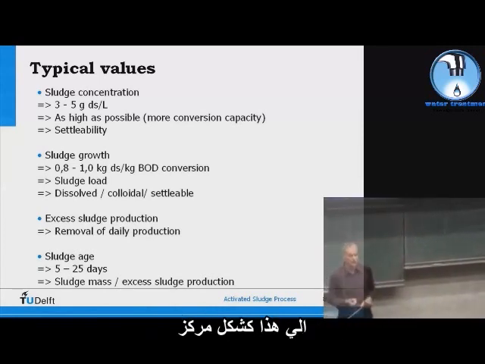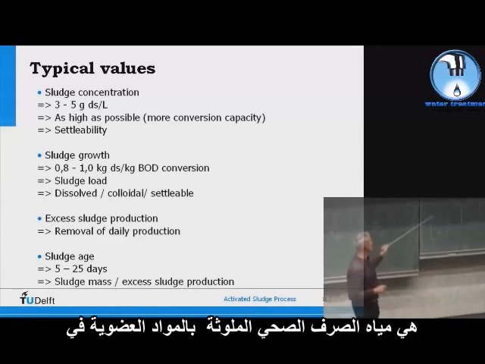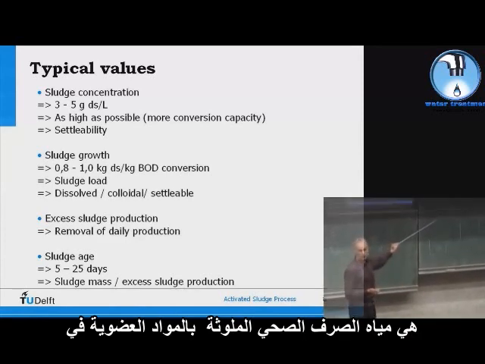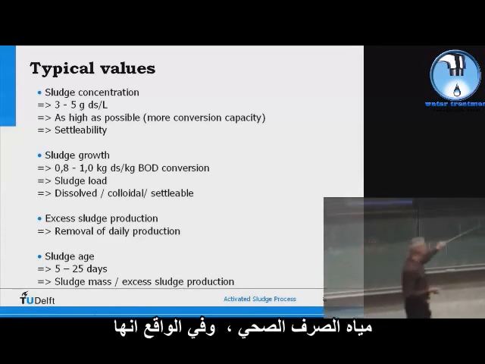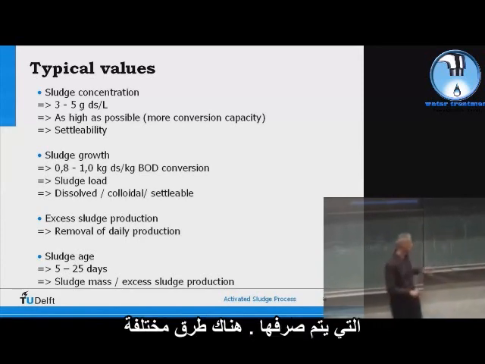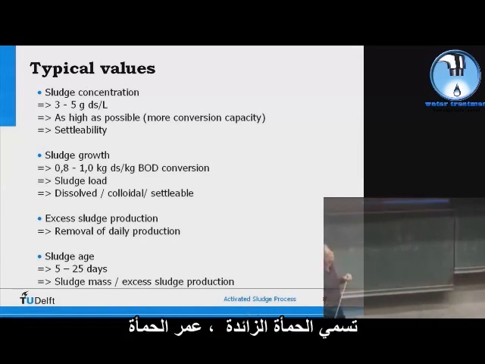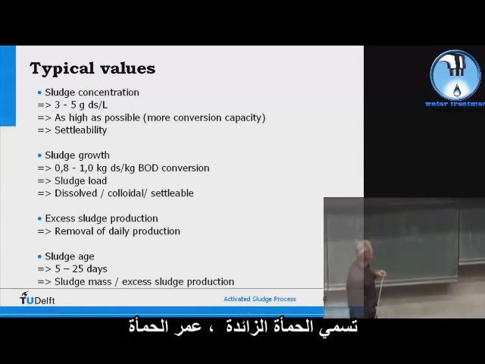And you can consider this as a concentrated form of the problem. The problem is polluted wastewater, organic material in the wastewater, and in fact it's concentrated in this waste sludge. And this is wasted. There are different ways to deal with that. We'll come back to that. But it's called waste sludge.